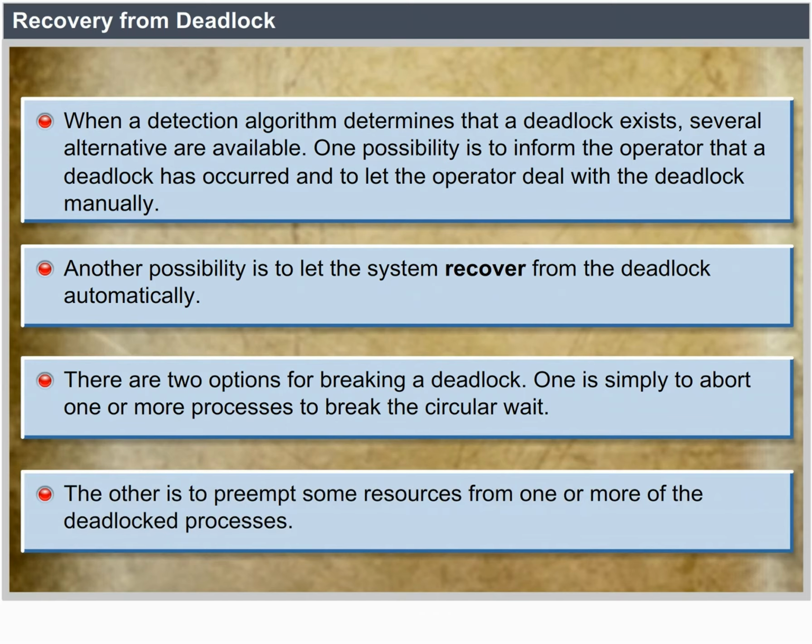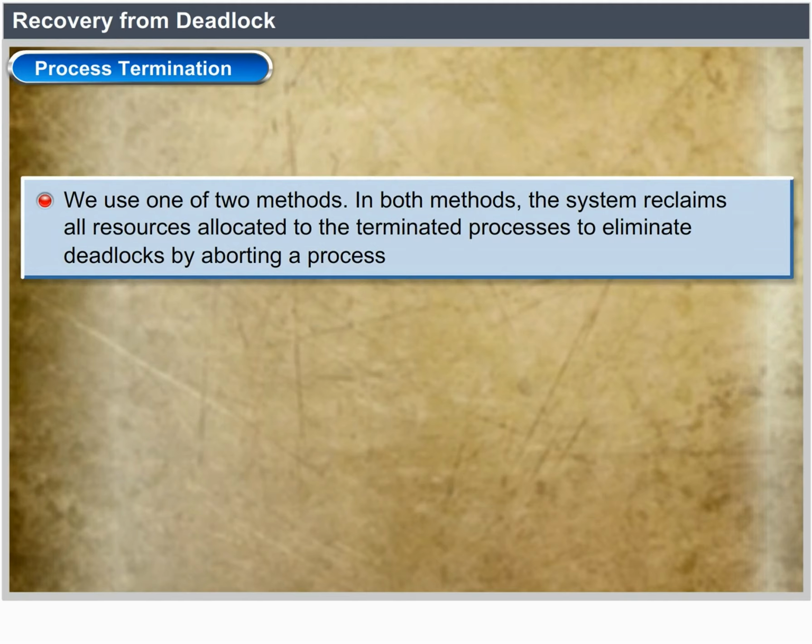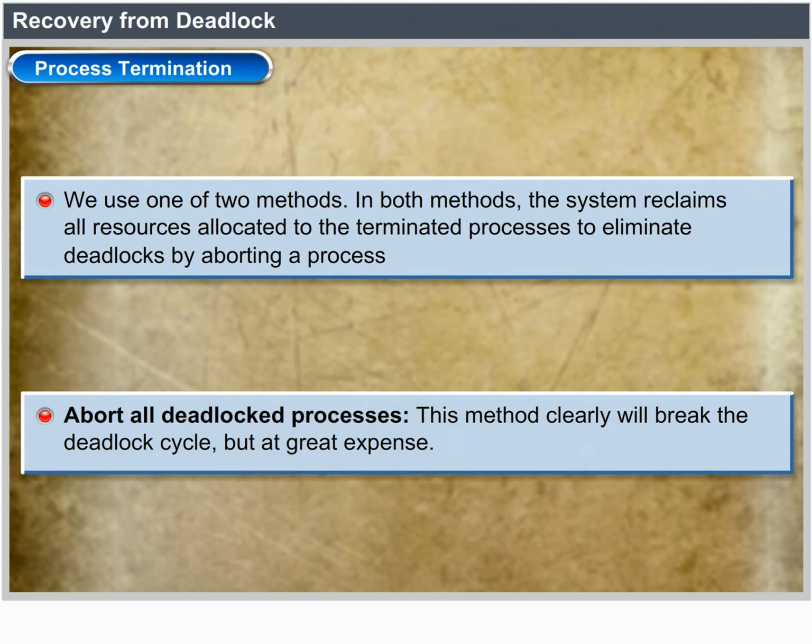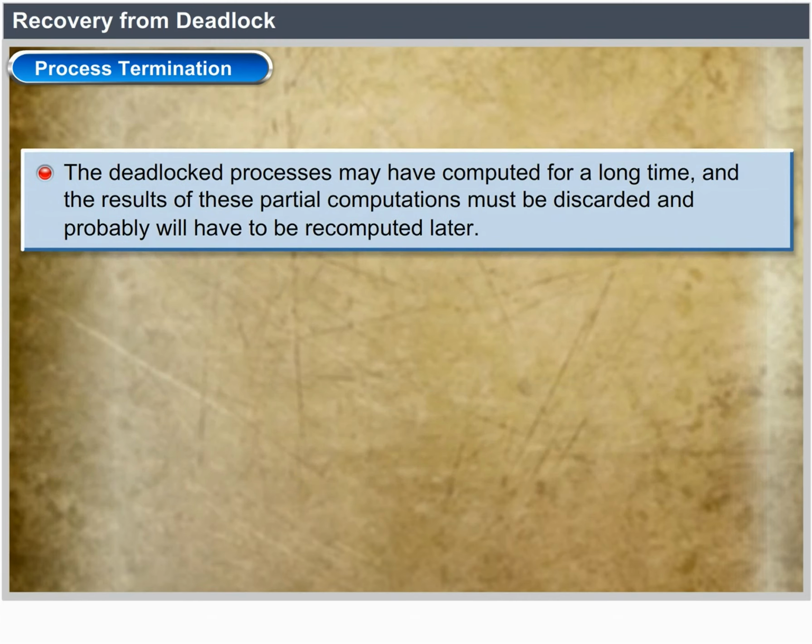Process termination. To eliminate deadlocks by aborting a process, we use one of two methods. In both methods, the system reclaims all resources allocated to the terminated process. Abort all deadlocked processes. This method clearly will break the deadlock cycle, but at great expense. The deadlocked processes may have computed for a long time, and the results of these partial computations must be discarded and probably will have to be recomputed later.